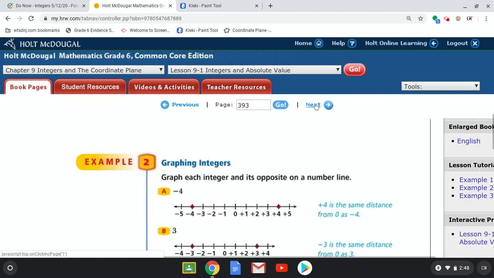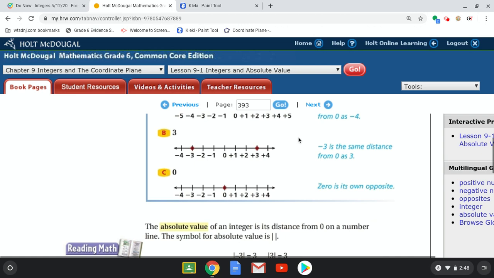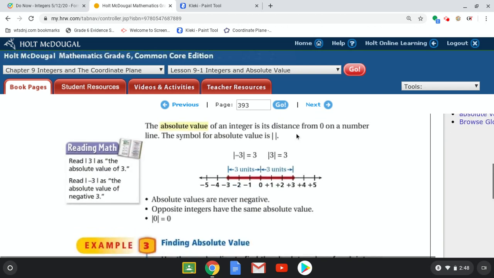We also talked about absolute value, so we're going to go over that as well. Absolute value is just telling us the distance a number is from 0 on the number line. These are the absolute value bars, right here. You've learned that in class. You would read this as the absolute value of negative 3, and this as the absolute value of 3. Remember, the absolute value is the distance from 0 on a number line.